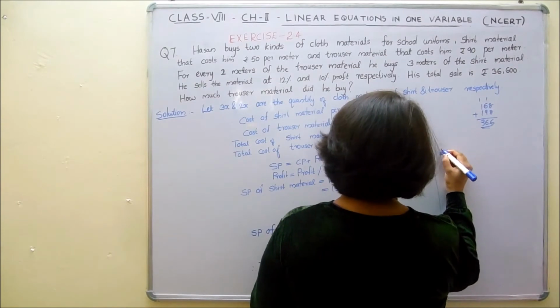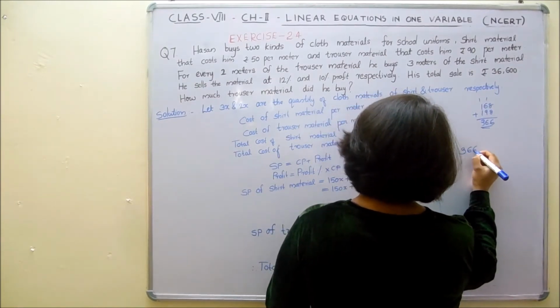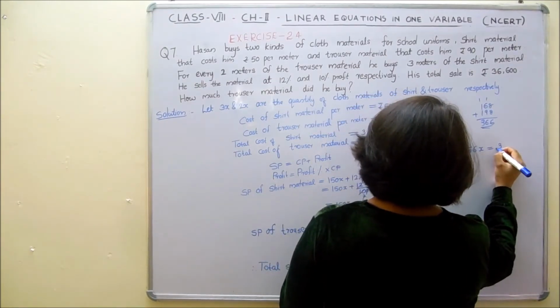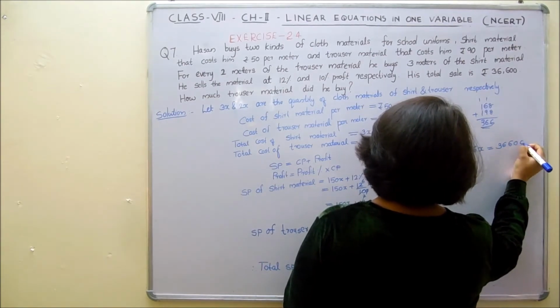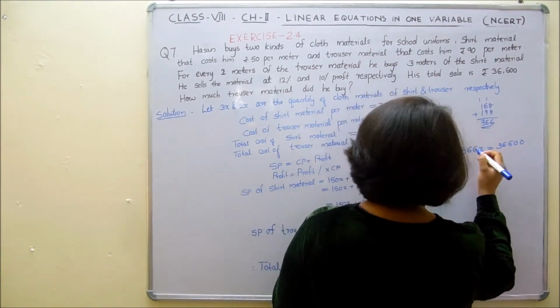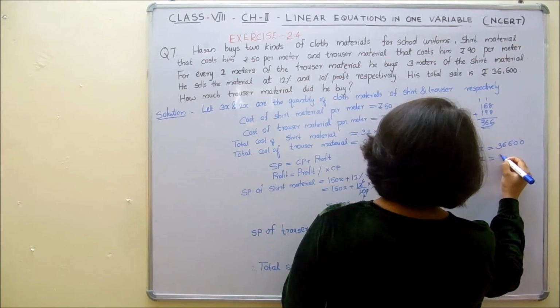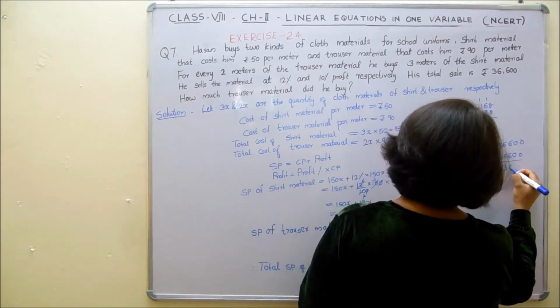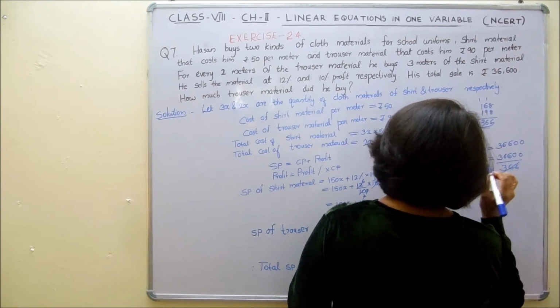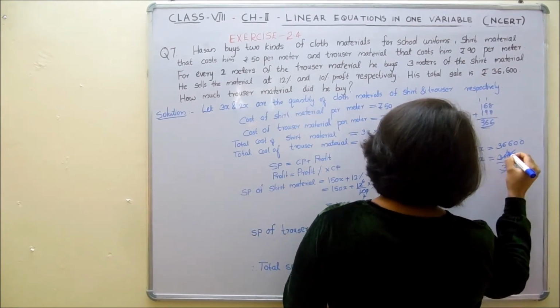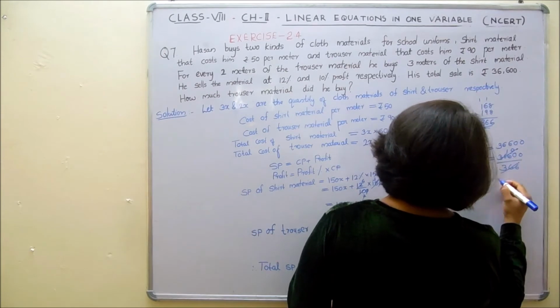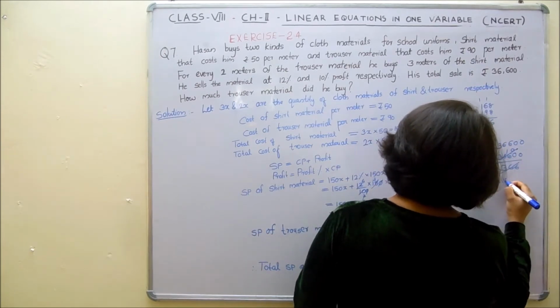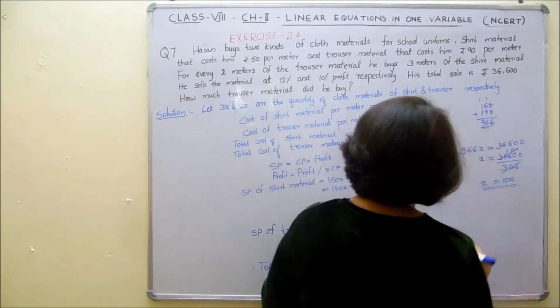That is 366x equal to 36,600. Now x equal to 36,600 divided by 366. 366 one time, so it would be 100, right? So x equal to 100.